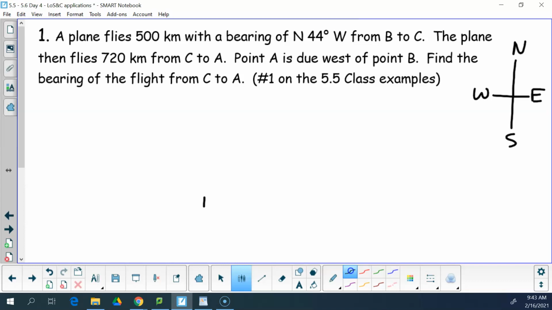So we've got point B right there. We know that the bearing of north 44 degrees west, north is up, west is left. So this angle in here is my 44-degree angle.